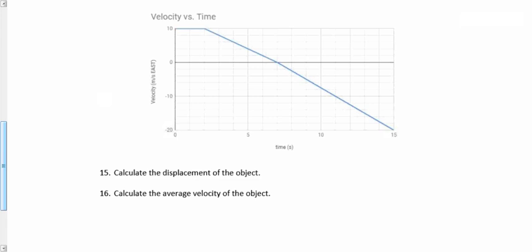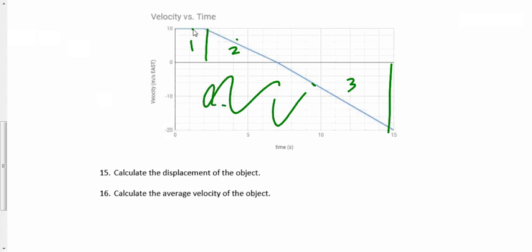When you're finding the displacement, you're finding the area. But you're finding the area always between the line and the x-axis. This is the line right here. You're finding the area between that line and the x-axis. This is a rectangle. This is a triangle. This is a triangle. You're not finding this area down here. That's not between the line and the x-axis. That's outside of everything, right?